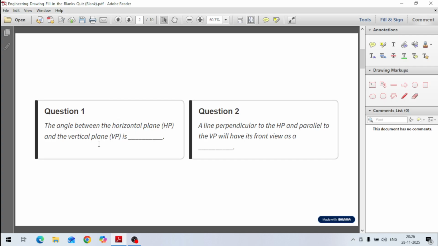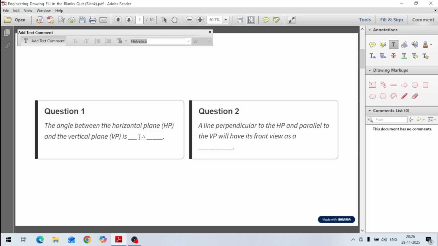First question is: the angle between the horizontal plane and the vertical plane is. So one is the horizontal plane, the other is the vertical plane. How much is the angle? The angle will be 90 degrees. It will be 90 degrees here.